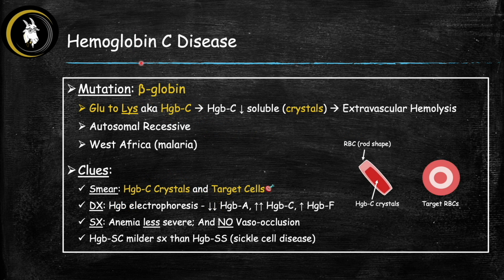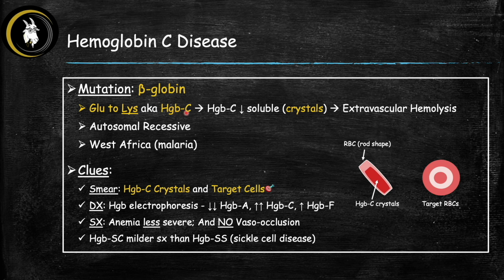Okay, so now let's talk about hemoglobin C disease. The underlying defect here is very similar to sickle cell. So just like in sickle cell disease, the mutation is in the beta globin gene, chromosome 11, and it also involves replacing glutamic acid, but in this case, it's being replaced by lysine. This is going to make the hemoglobin less soluble.